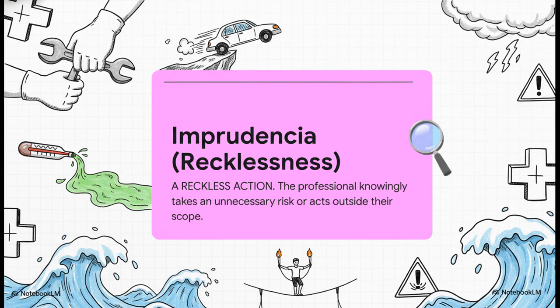And finally, we have imprudentia, or what we'd call recklessness. This is all about taking a foolish, unnecessary risk. The professional knows, or they absolutely should know, that what they're doing is dangerous and totally unjustified, but they go ahead and do it anyway. It's an error of doing something, not of forgetting something.